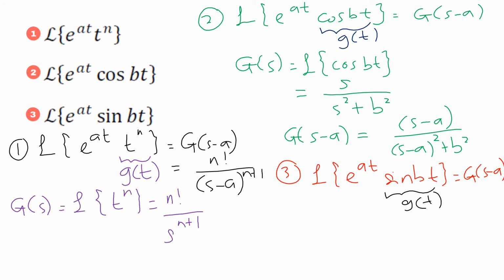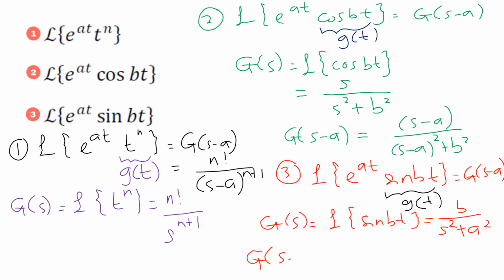All right, and G(s) is equal to the Laplace of sine bt, and this is equal to b divided by s squared plus b squared. So G(s minus a) is equal to b over (s minus a) squared plus, I'm sorry, I made a mistake here, this is b, not a. So (s minus a) squared plus b squared.